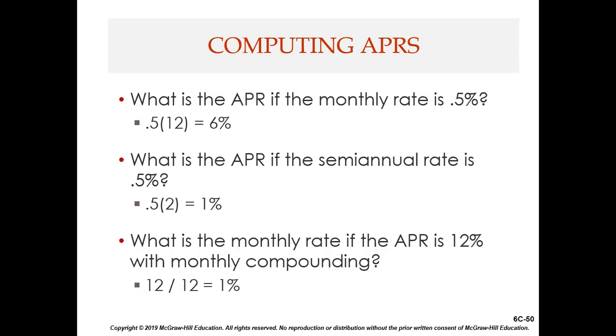What is the APR if the semi-annual rate is 5%? Well, twice a year, so 0.5 times 2 is 1%. And what is the monthly rate if your annual percentage rate, APR, is 12% with monthly compounding? Well, now you divide it by 12, so it would be 1%. So it's the quoted amount divided by the number of periods per year: for monthly you divide by 12, for semi-annual you divide by 2, two times per year.